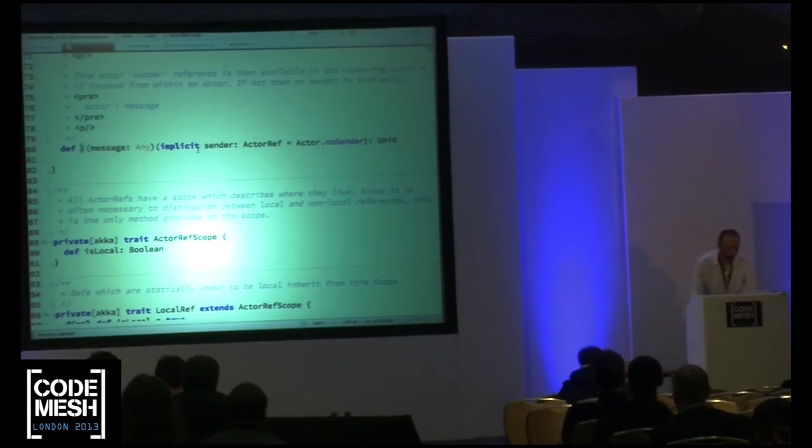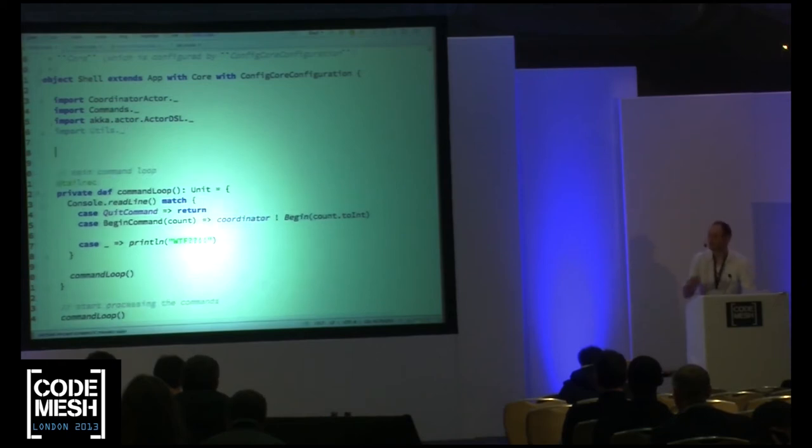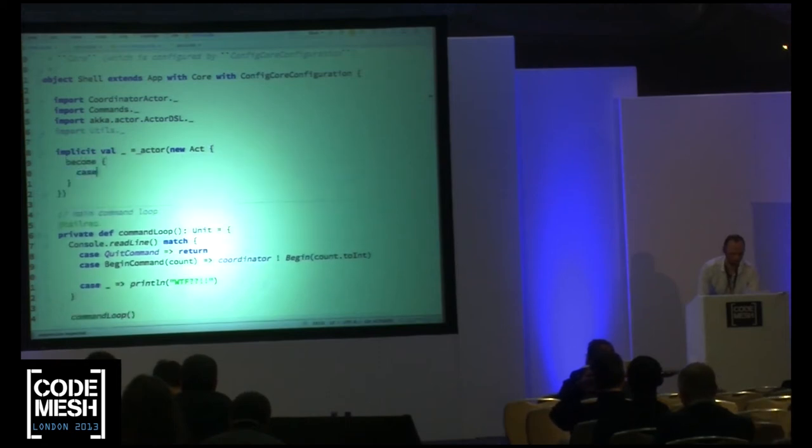So why don't we actually provide a value for sender? Why don't we create a small actor here whose job is only to display the returned messages? So let's do that. It needs to be an implicitly available value. So implicit val, we don't even have to give it a name. And just because we can, let's use the actor DSL. Actor, new Act, and when you receive a message, some x, we println it. Let's println it with these little dashes. There we go. Right, that's better.